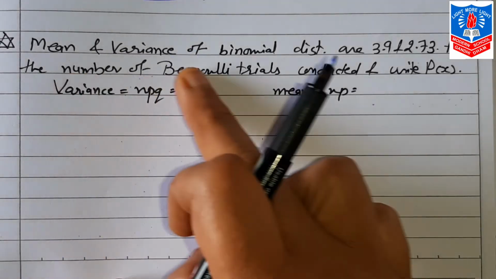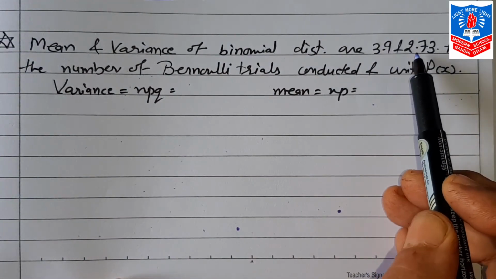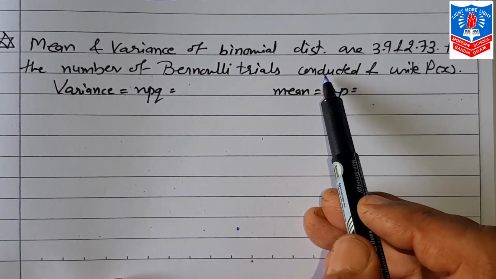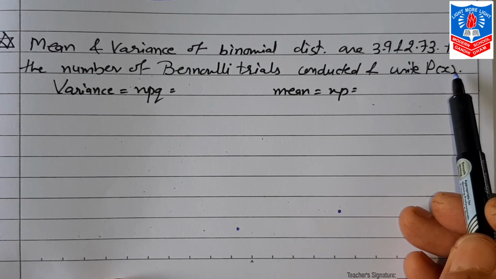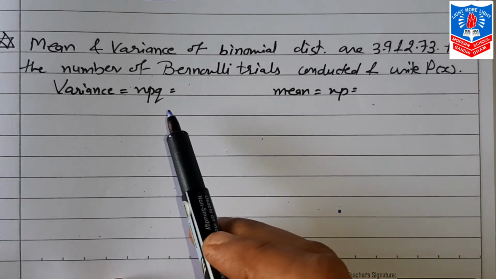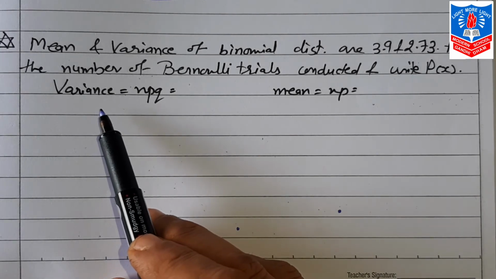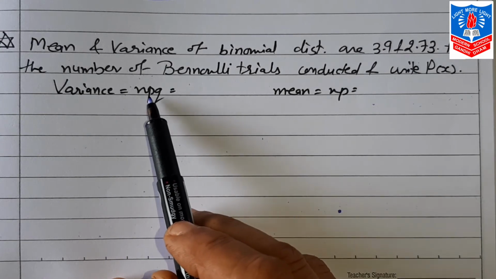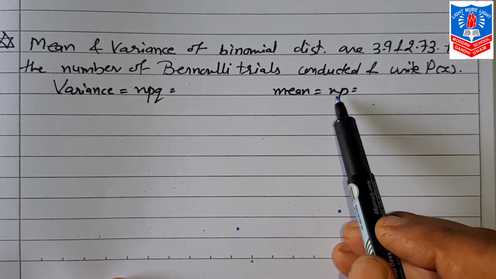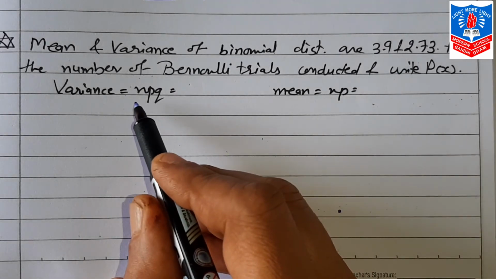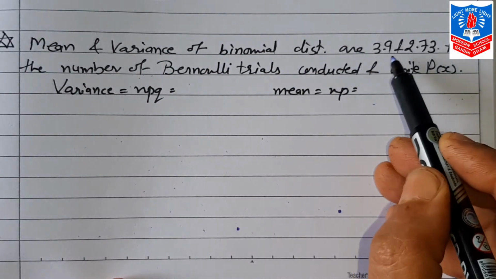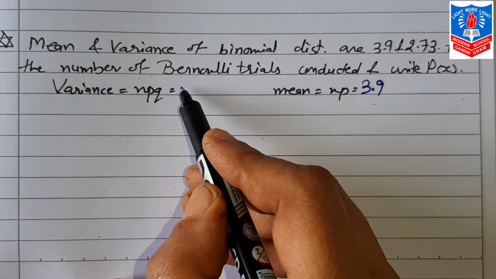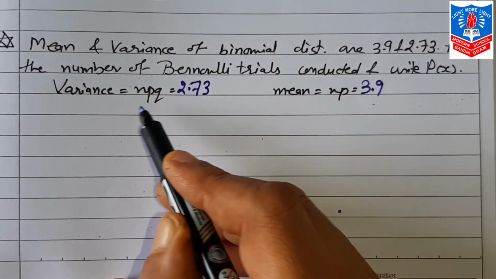Next question. Mean and variance of a binomial distribution are 3.9 and 2.73. Find the number of Bernoulli trials conducted and write P(x). Now here the sum is connected with mean and variance. We already discussed in properties that the variance formula is npq, and the mean formula is np. Now here the values of mean and variance are given, that is 3.9 is the value of mean and 2.73 is the value of variance.